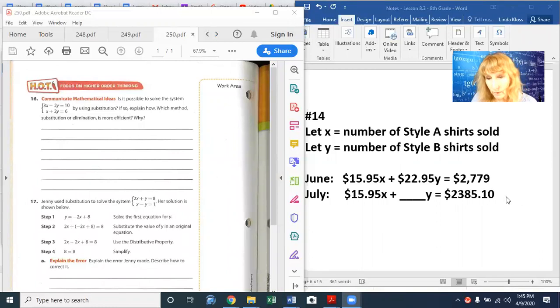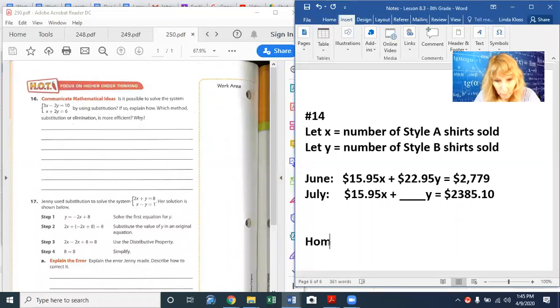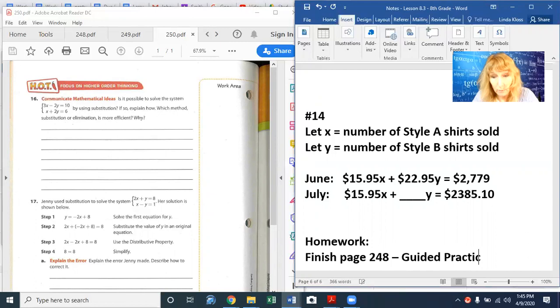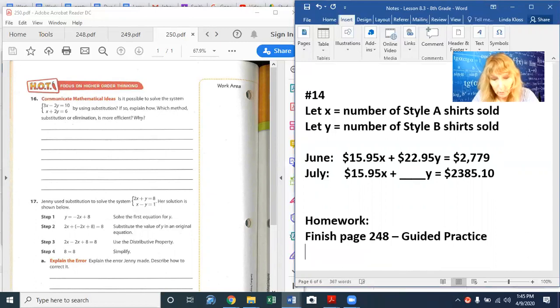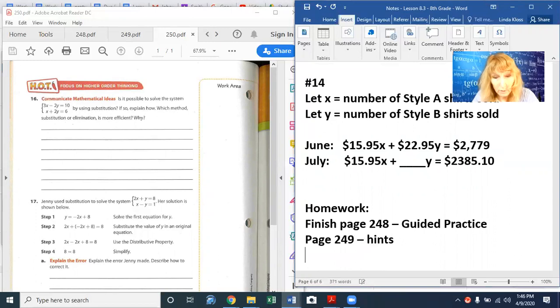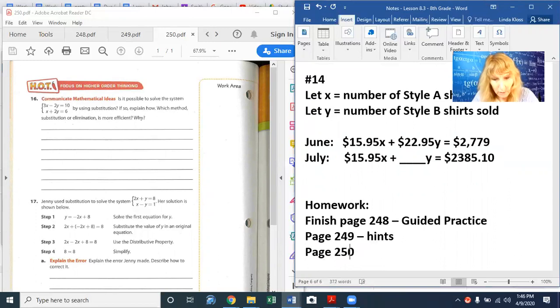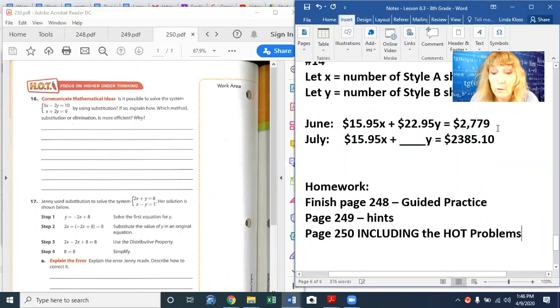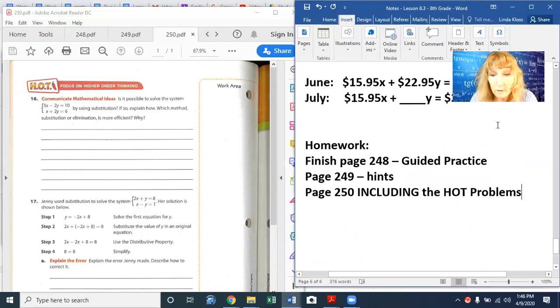And so your homework then will be to finish page 248. That's your guided practice. I didn't do all the problems because this video would have gotten way too long. Then you're going to do page 249. I gave you hints. Use the hints. And then page 250, including the hot problems. Okay, and I did one of the hot problems for you, so it's really only one hot problem. So this is your homework.